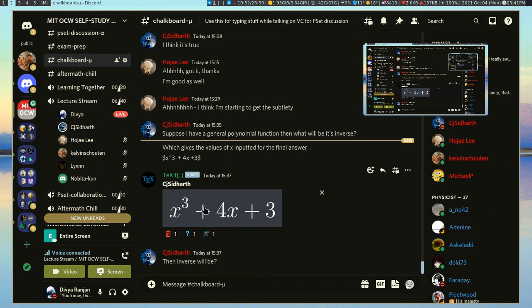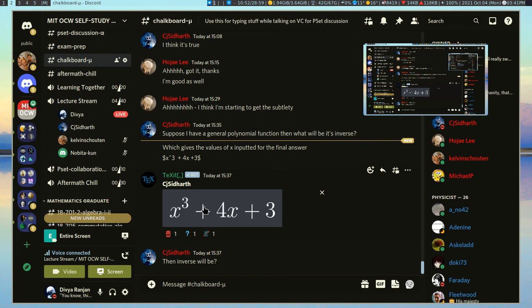Just a polynomial one. If we have some general polynomial and we put some value x and get some value on the other side, and when we have that value of y, how will we form an inverse function? An inverse function which gives the value of x for every such value of y.